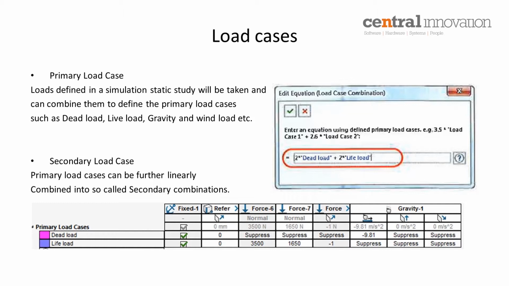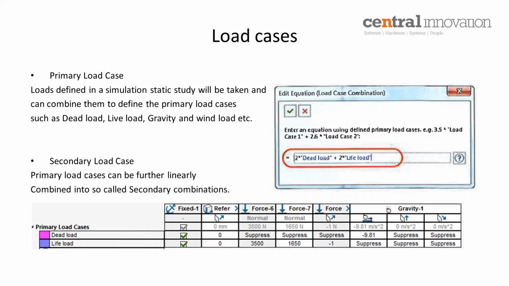As you can see from the table, there are two load cases under the primary condition, dead load and live load. In the dead load, I have suppressed all force values, or let's say working load conditions. I have suppressed force 6, 7 and force 8. And I included only gravity in the vertical downward direction. So that is my dead load condition.